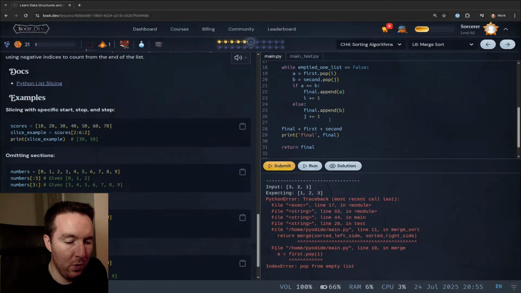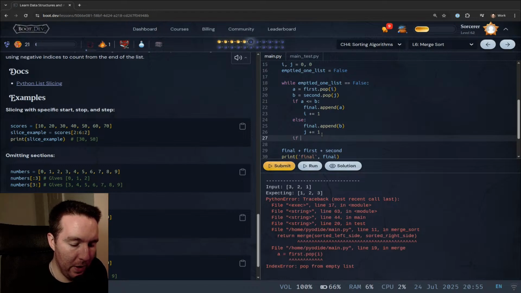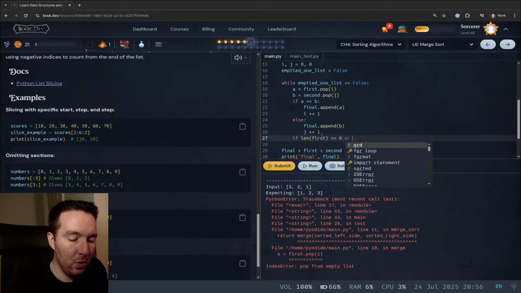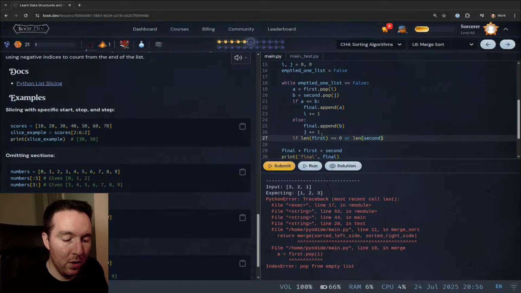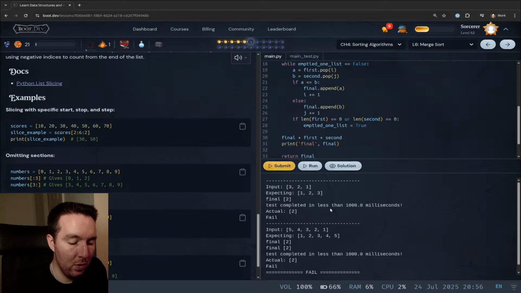So then if we get to a point where, so I guess if length of first is equal to 0 or length of second is equal to 0, then emptied one list equals true. Dang it.